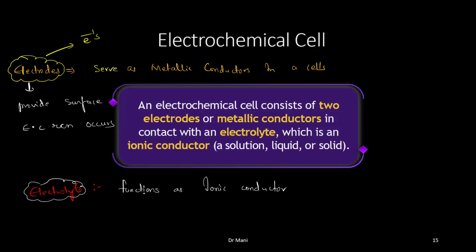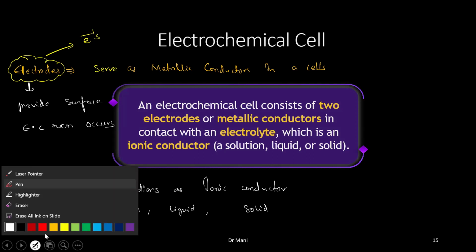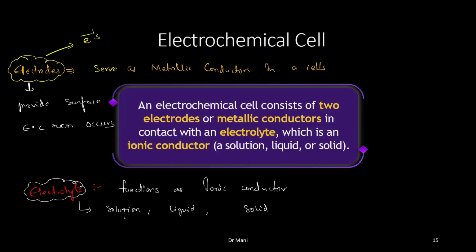You can find this in three forms. One is the solution. You can find it in liquid form. You can find it in solid form as well. In solution form, you can take salt water, like NaCl. In liquid form, you can take molten salts. In solid form, you can take ceramic materials.